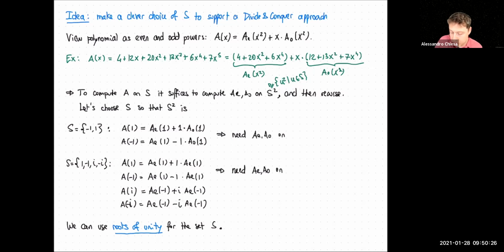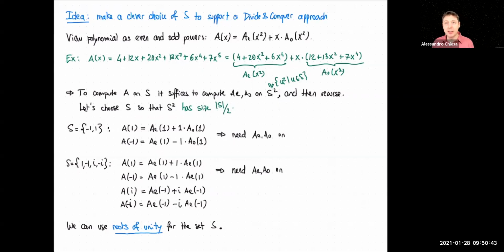Yeah, for example, S over 2. So let's choose S so that S squared has a size of S over 2. Now, we don't know yet how to do that. We'll see some examples first, okay?